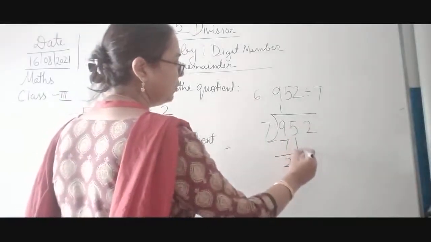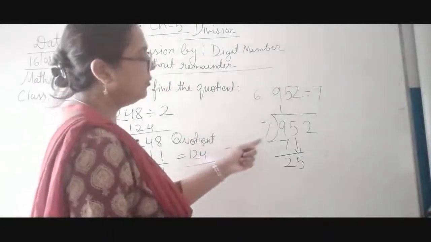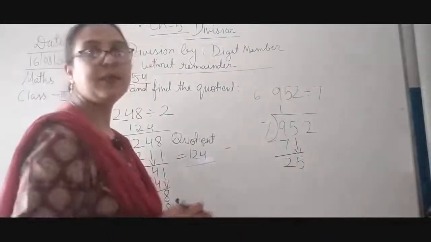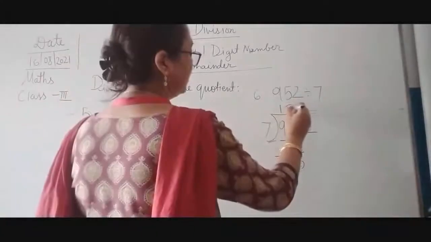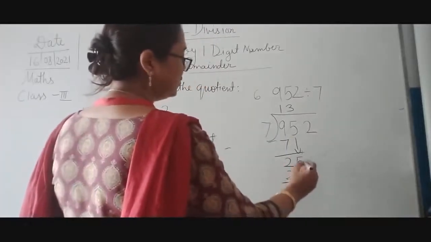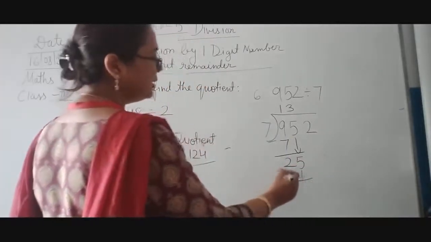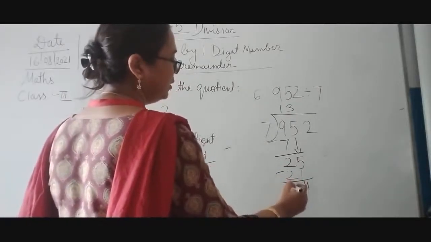Again we will write over here 5. Now once again what we will do, 7 ones are 7, 7 twos are 14 and 7 threes are 21. So 21 we are getting over here. So 5 minus 1 is 4 and here nothing we will get.